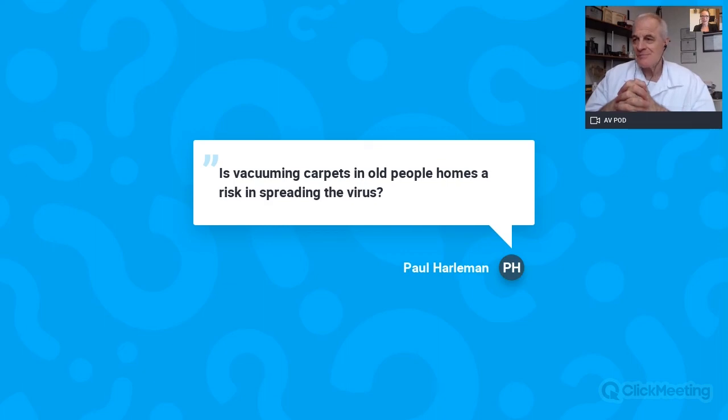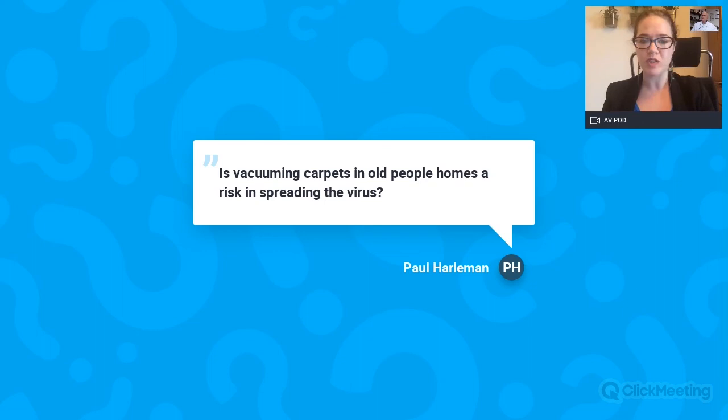Thank you. Next question. Is vacuuming carpets in old people's homes a risk in spreading the virus? Well, we don't like carpets. We don't like carpets in general. But this virus would not be different than many other viruses in regards to carpets.